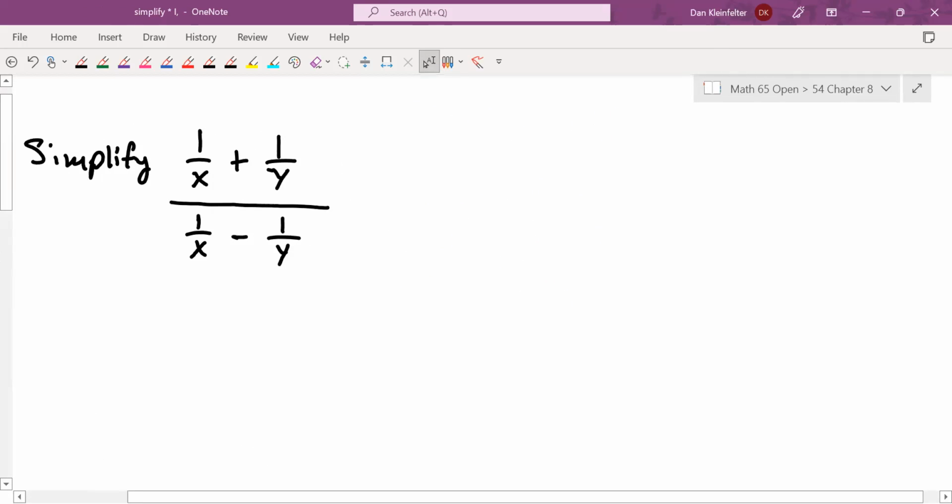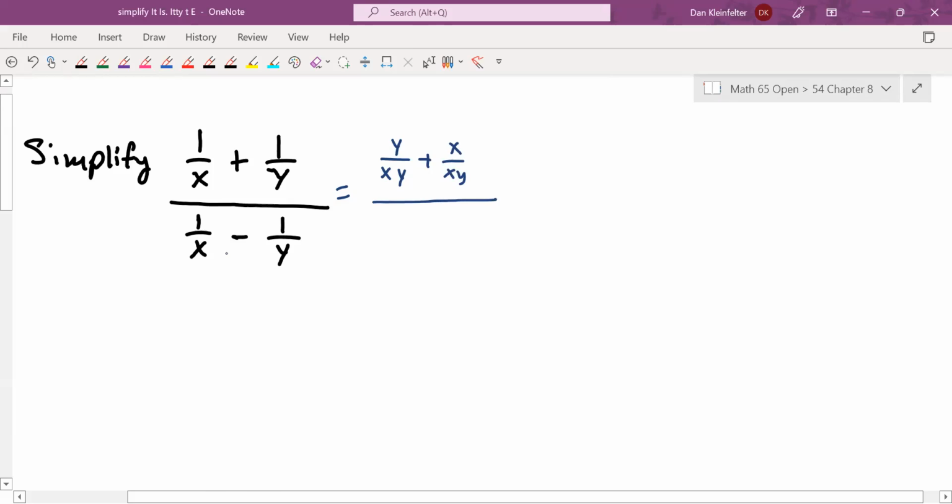Okay, in the next one, we have 1 over x plus 1 over y, and we're going to divide by 1 over x minus 1 over y. Okay, so then let me do the addition and subtraction in the top and bottom first. So our common denominator is going to be xy. So in the first fraction, I'll multiply the top and bottom by y. The second fraction, by x.